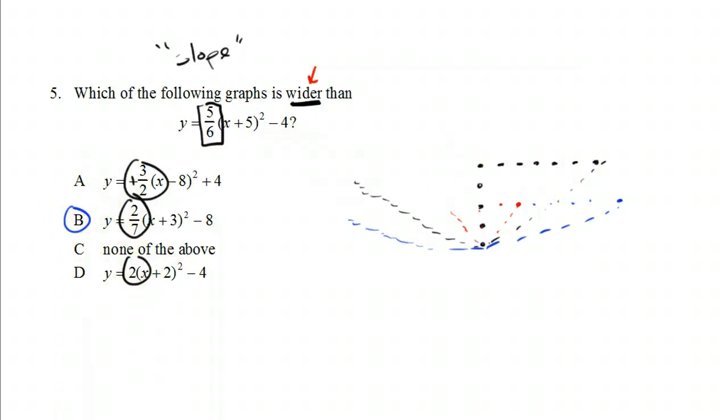So already I see that this one is my answer. But let's just check the other one just to make sure. This one has a slope of 2 over 1. And so if I do that one, it's up 2 over 1. And yes, that one is not wider. This one is also narrower. So this is the only one, this blue one here, which we said was B.